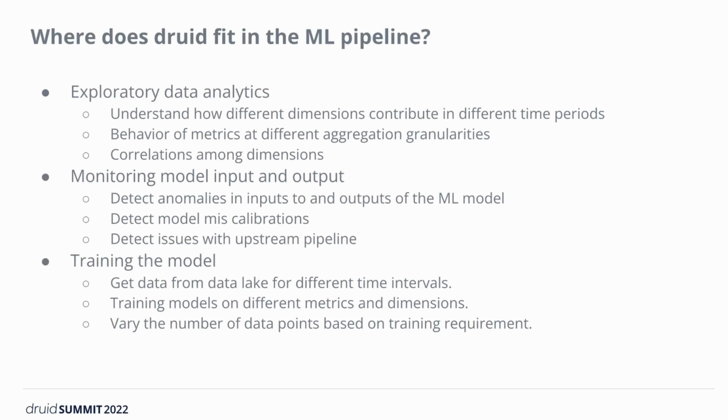And also vary the number of data points based on training requirements. So for example, if you are training a genetic algorithm, you really need a large amount of data points because genetic algorithms essentially assume each data is a gene and then go on a generation by generation natural selection type of algorithm. So that requires a large amount of data points to start with.